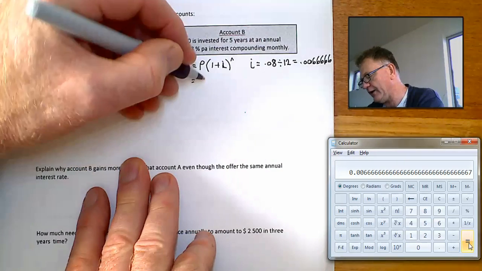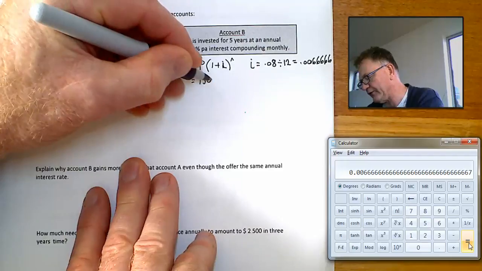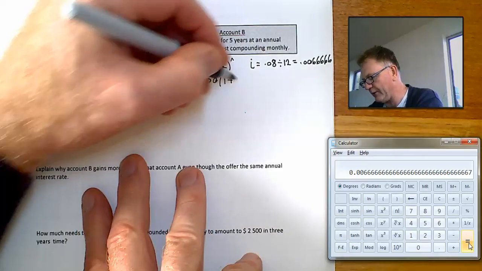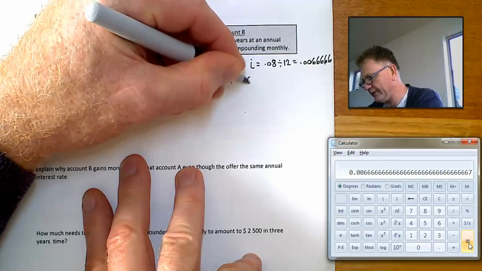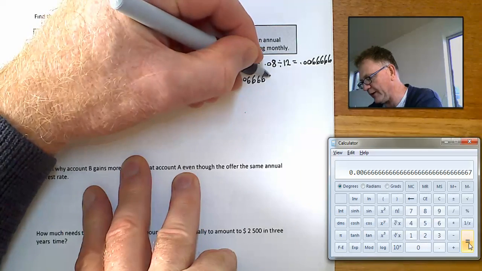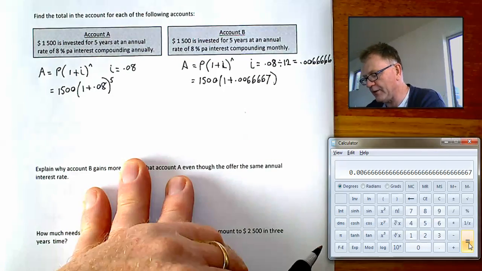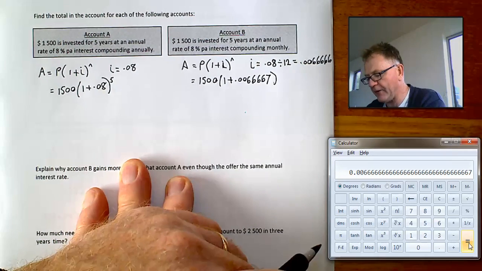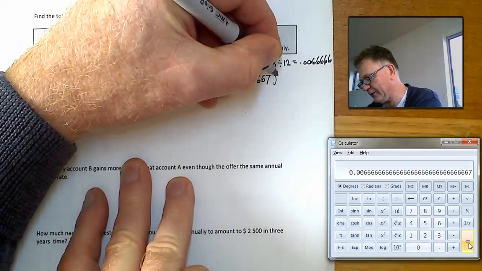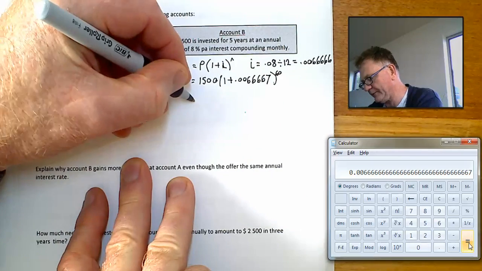Now, over here we've got a similar sort of thing. We've got $1,500. It's invested at 8%, but per month that works out to be 0.0066667, I suppose, rounded up. Raised to the power 5 years of monthly interest. Every month for 5 years, 5 times 12, 60 times interest will be added.